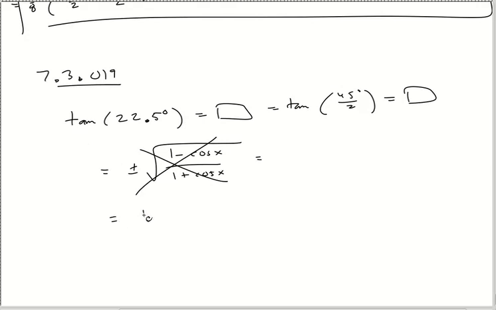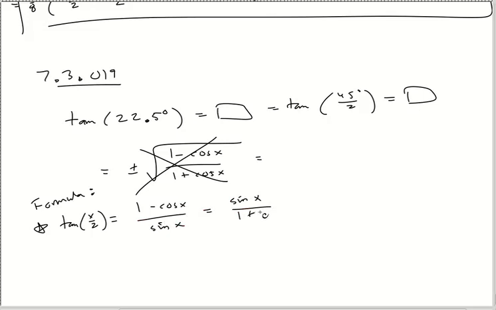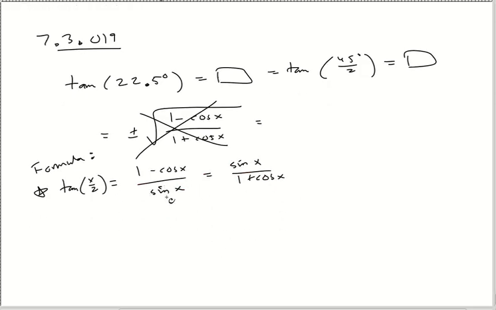Okay? So here's your new formula. I'm just going to give it to you. Here you go. So this is a tangent of x over 2. Write this down. It's not on your formula sheet. So tangent of x over 2 is equal to 1 minus cosine x all over sine x. And it's also equal to sine x over 1 plus cosine x. Either one. I'm going to choose this guy.